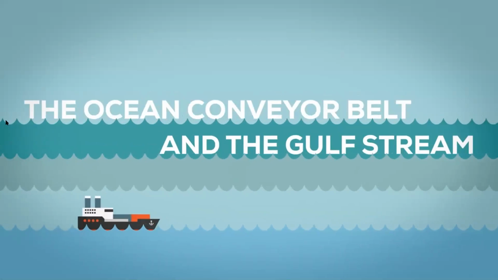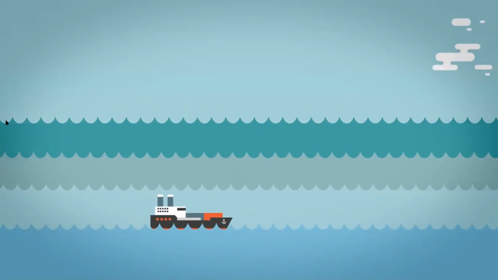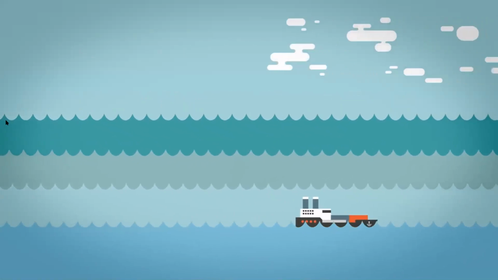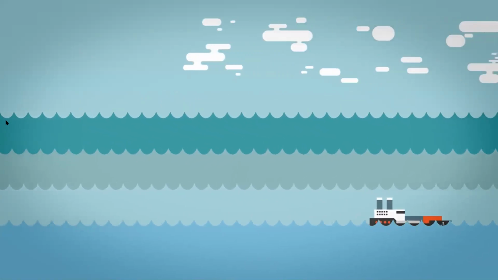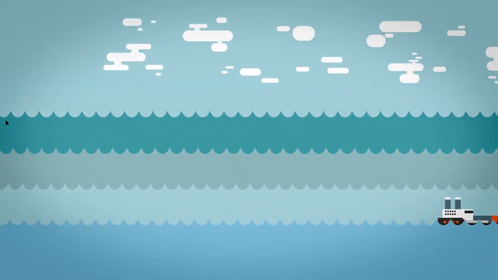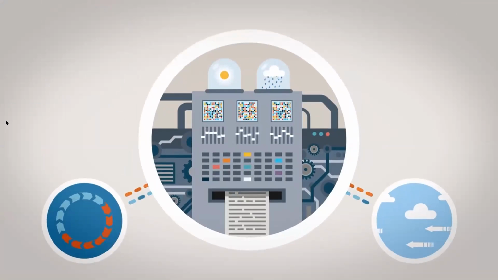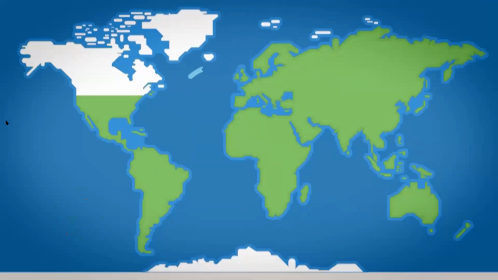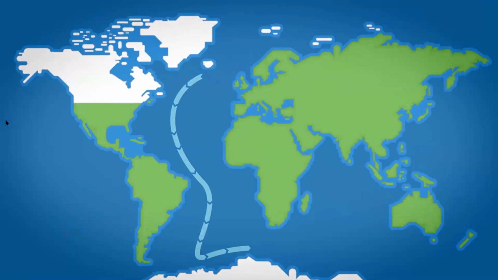The ocean conveyor belt and the Gulf Stream. Ocean currents have a direct influence on our lives. They determine our weather, our climate, and much more. The ocean currents and wind systems transport heat from the equator to the poles and operate like a large engine for the global climate. In the oceans, there are numerous currents.